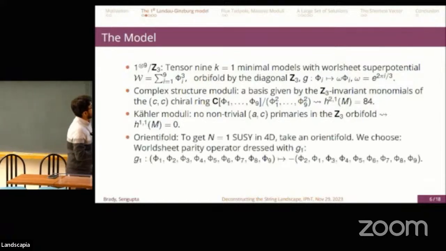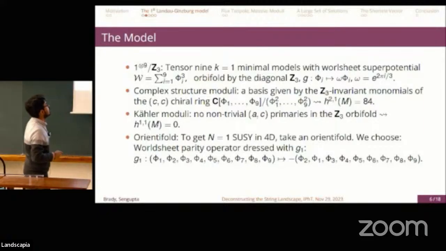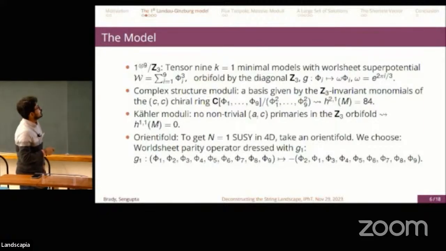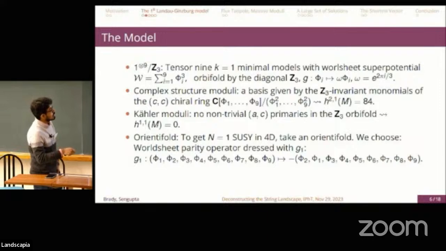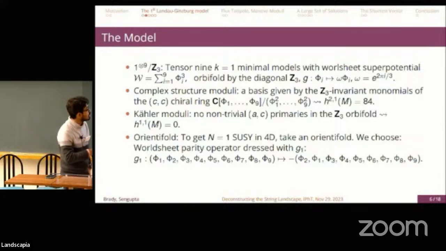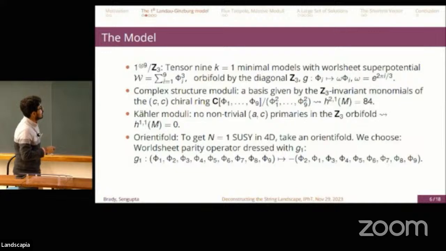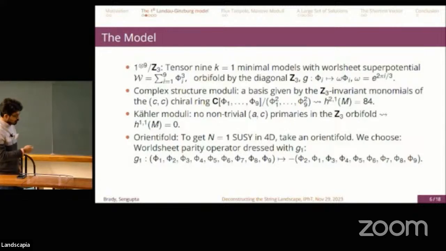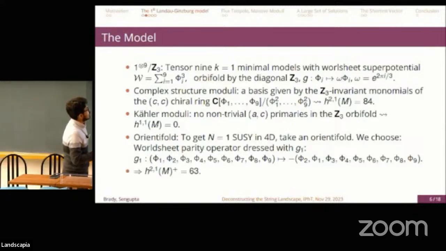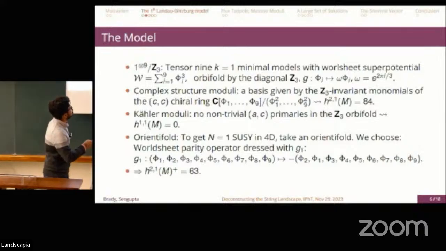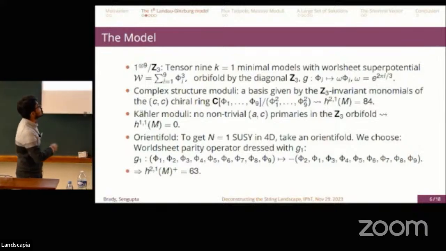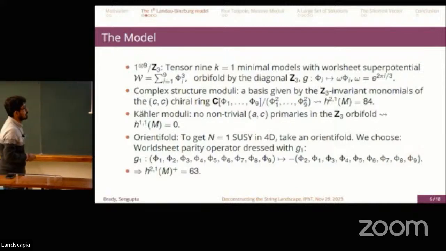So now, because we want N equals 1 supersymmetry in 4D, we take an orientifold. The orientifold action is given by combining the worldsheet parity, the B-type parity operator, with the following holomorphic involution of the internal space, where phi 1 and phi 2 are flipped, and an overall minus sign multiplies the entire thing. And then one can compute how many of these complex structure deformations survive under the orientifold action.